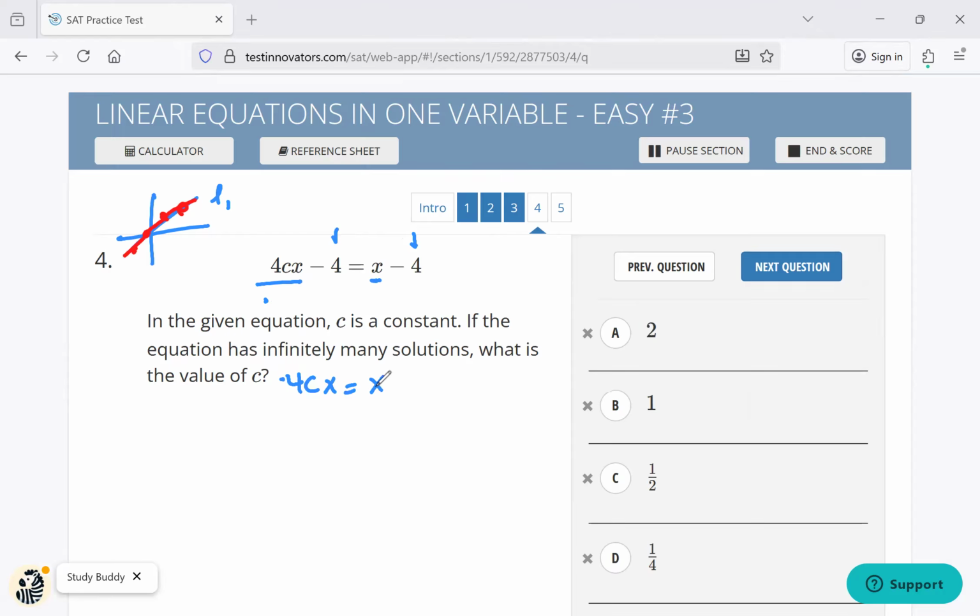As you can see, you could just try to do this in your head. What c value gives you x? That would be 1/4, right? If you replace c with 1/4, does that give you the right side, x? It does. 4 times 1/4 is 1, and then you still have this x, so 1 times x. So what's 1 times x? x equals x, which is true. So it is D.